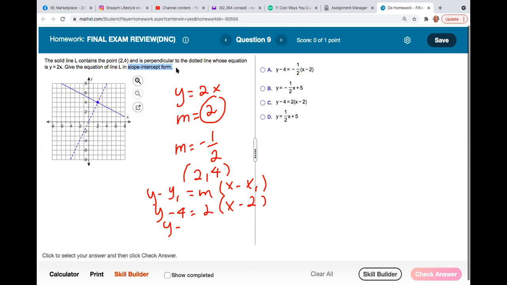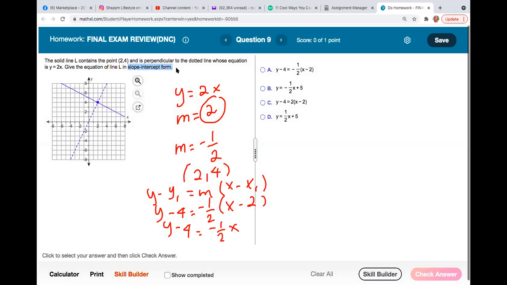Oh, Shazam. I put the wrong slope, guys. I put the original slope. I meant to put the -1/2 there. So let me rectify that. -1/2. And so y minus 4 will equal -1/2 x.